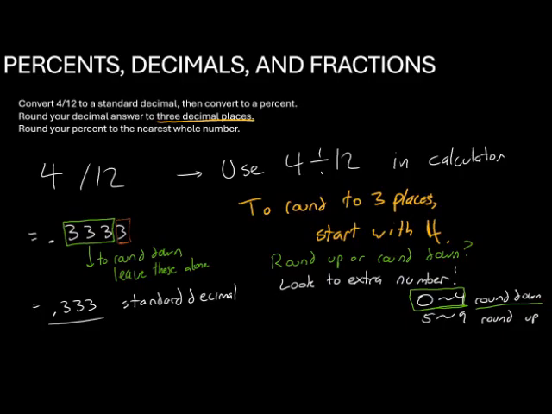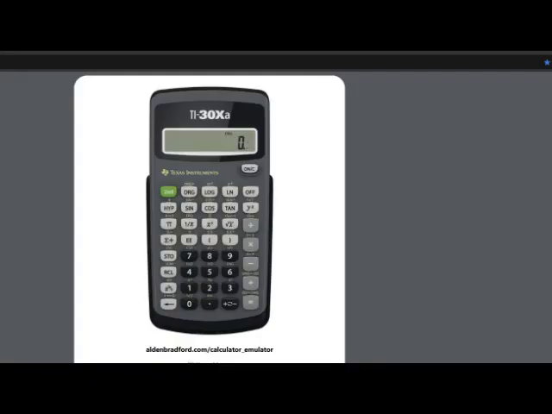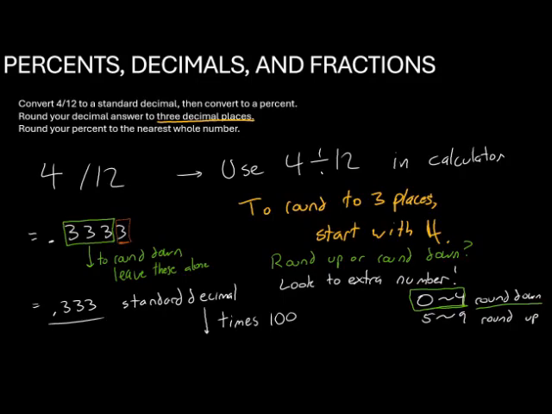Now that I know my standard decimal answer, I can also convert to a percent. In our previous video, we converted to a percent by saying times 100. We'll go to the calculator to figure out what that is. I will enter my 0.333, then I'll say times, and then enter 100. When I press the equal symbol, I have 33.3 for my percentage. I'll write the percent sign next to it to show that this is a percentage.